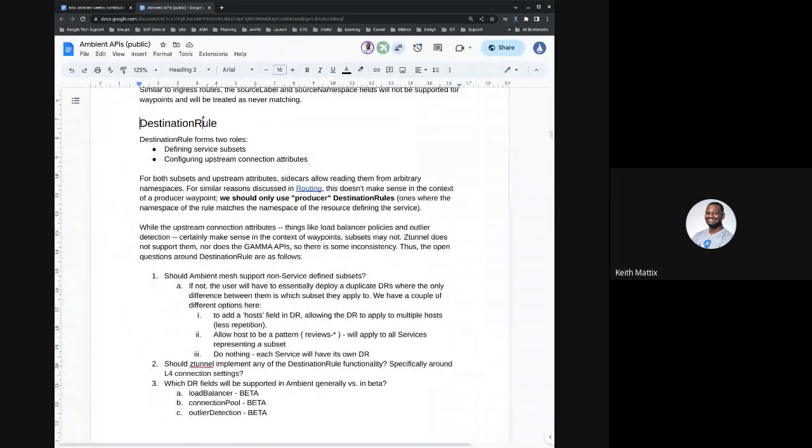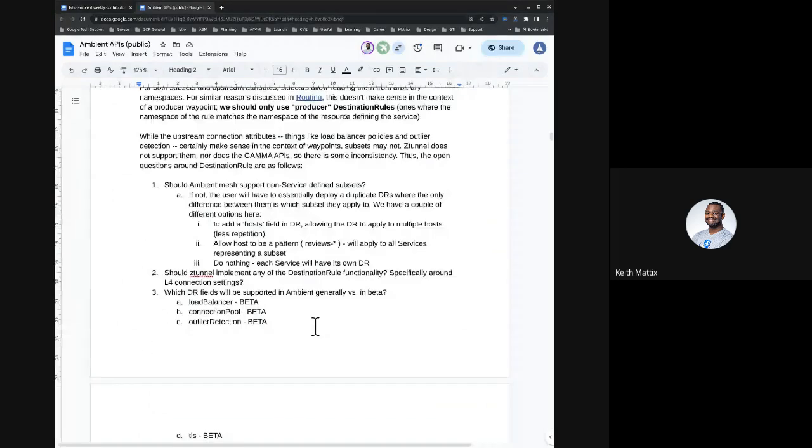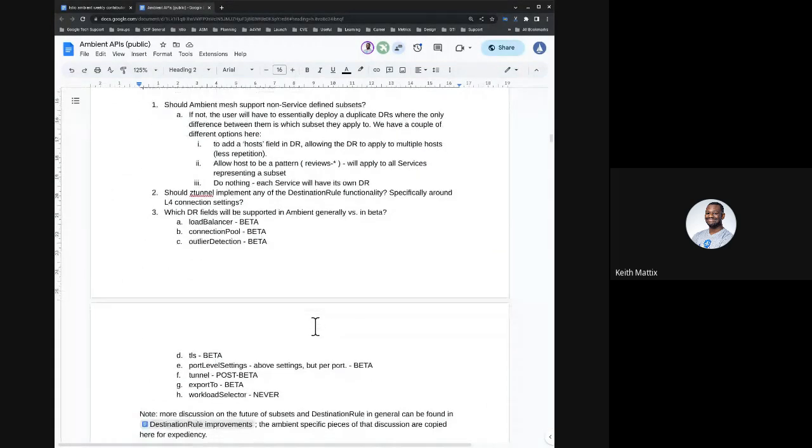As far as the open questions for destination rule, there are 3 top-level questions. 1, should ambient mesh support non-service defined subsets? In other words, should ambient mesh support destination rule defined subsets? Second question, should ztunnel implement any of the destination rule functionality, period? Specifically around L4 connection settings, for example. And third question, which destination rule fields would be supported in ambient generally versus beta? I put my gut feeling for all the fields there in the bullet points.